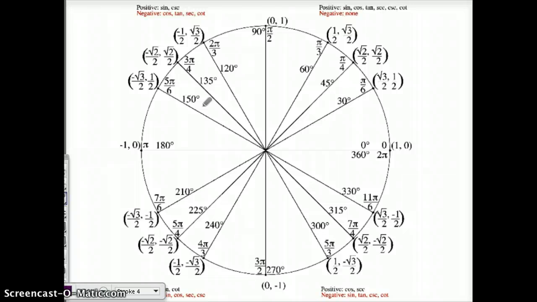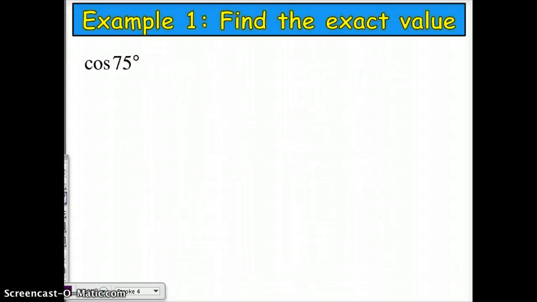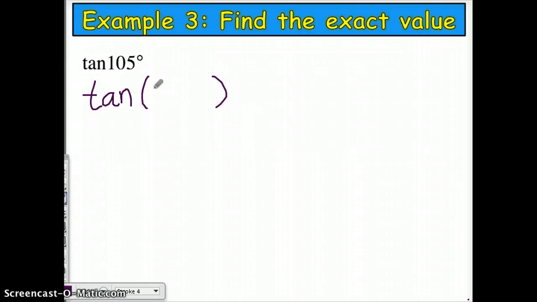There's a few options, but I think the easiest would be 60 plus 45. 60 plus 45 is 105, so that's what I'll choose. So I'll rewrite the tangent of 105 as the tangent of 60 plus 45.